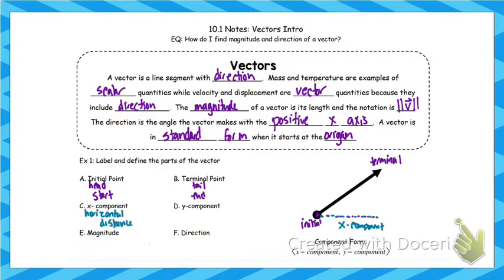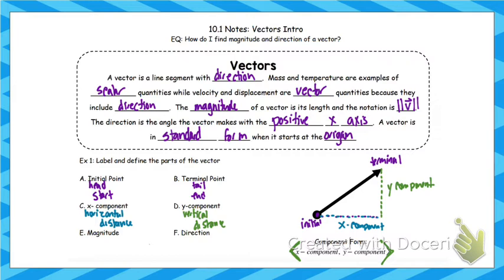Whereas the y component, very similar. Again, it's diagonal, so it's saying how far it goes up and down. It's that vertical distance. So if I were to draw a little straight vertical line from that ending point, that would be the y component. A lot of times we're going to write vectors in what's called component form. Component form is basically the x component comma the y component, but we put these little pointy brackets on the outside of it. So where it's not an ordered pair, that's how we know it's a vector as opposed to an ordered pair.